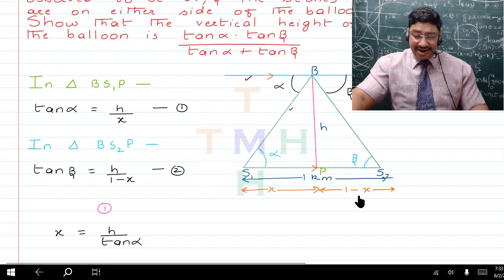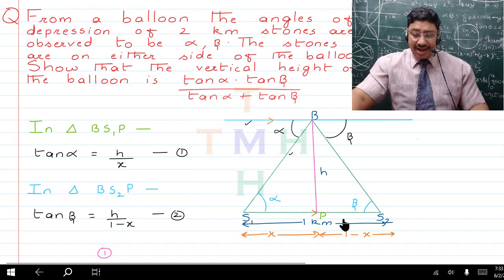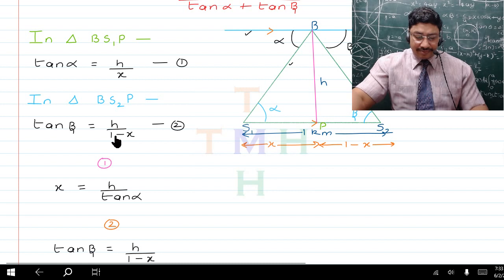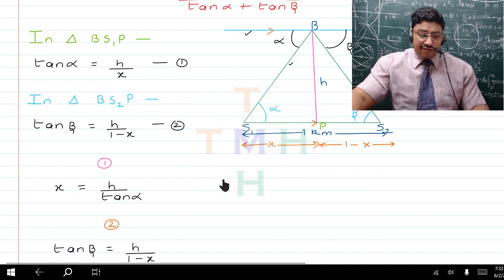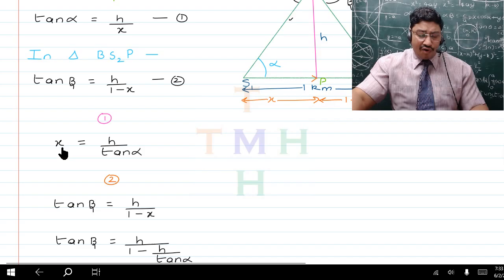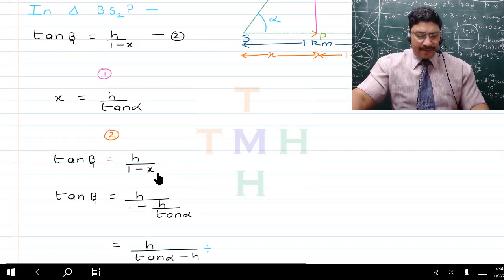Now in the second right angle triangle, we have here again tan beta, which can be written to be equal to perpendicular, which is h, and base, which is 1 kilometer, this complete distance from which x can be subtracted, right? That is this. Now we use the first equation and find out the value of x in terms of h. Now in the second equation, we substitute this value of x where x comes. So as such, we have tan beta, which becomes equal to h divided by 1 minus, now in place of x, h upon tan alpha.